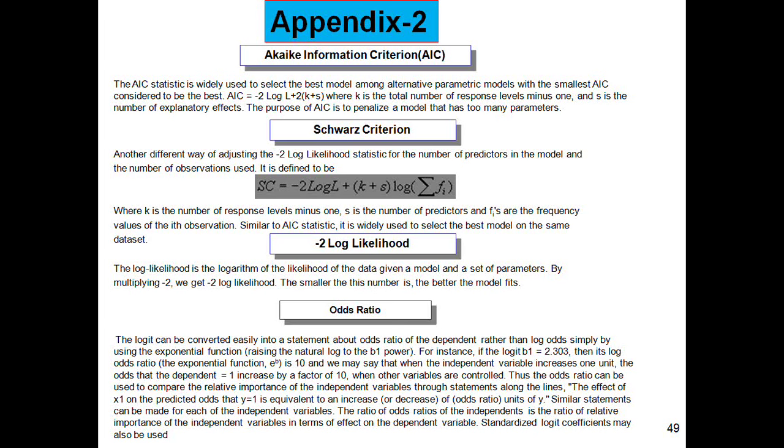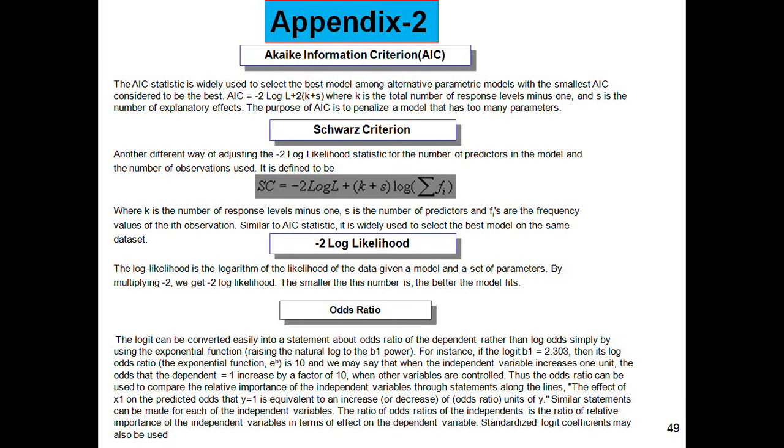Odds ratio we also get as an output in the logistic, so it tells that if you are increasing a unit of X, how much the odds are increasing for the dependent variable.